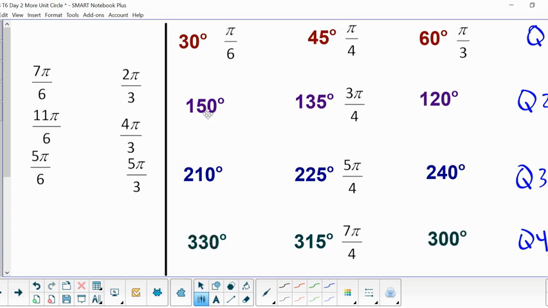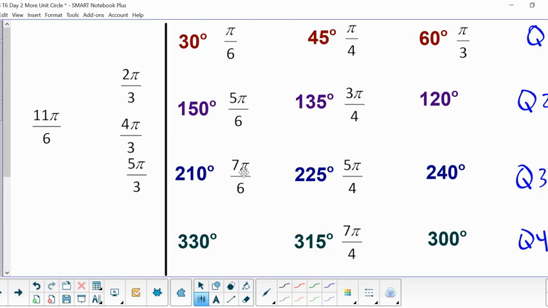Okay, so these are all the 30s because they're 30 away from their x-axis. So that means they all have pi over 6 in them. This is in quadrant 2, so that means I need an angle that's less than pi, but 6 in the denominator. So that's 5 pi over 6. Now this is greater than pi, but 6 in the denominator. So that's just a little bit greater than pi, because pi is 6 pi over 6. And 330 is the largest of the angles, so there's my 11 pi over 6.